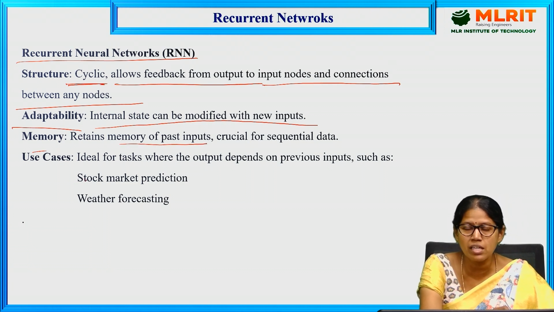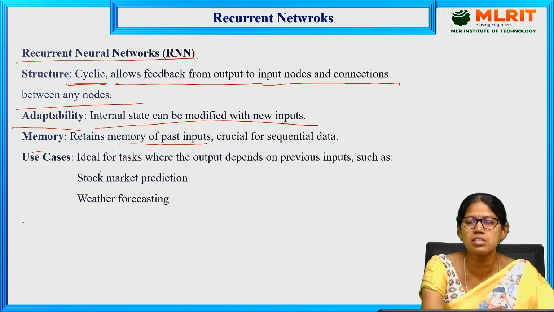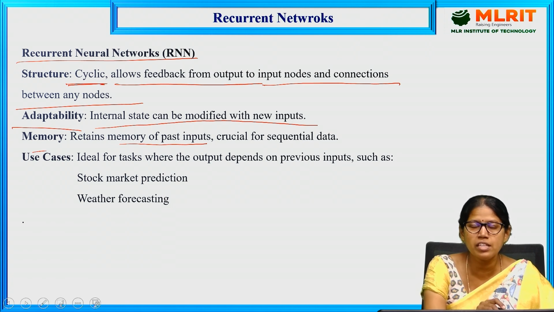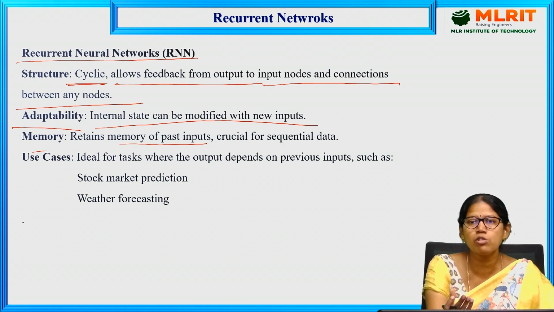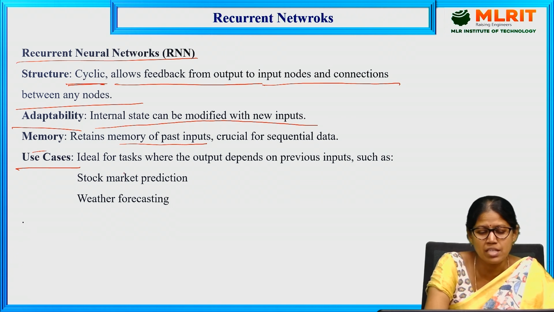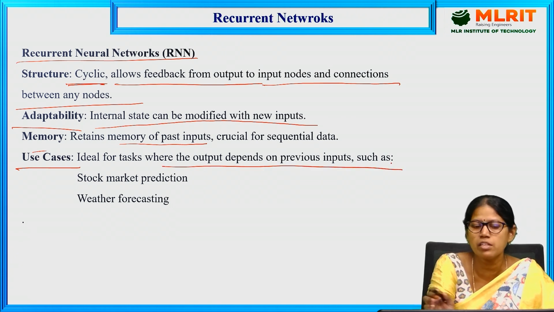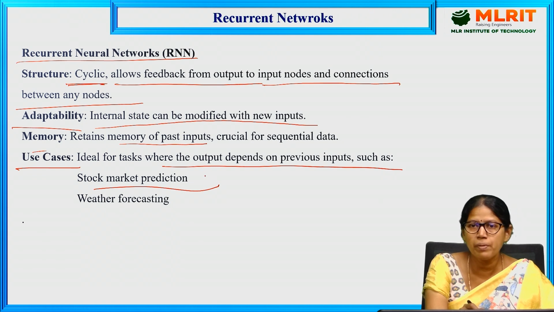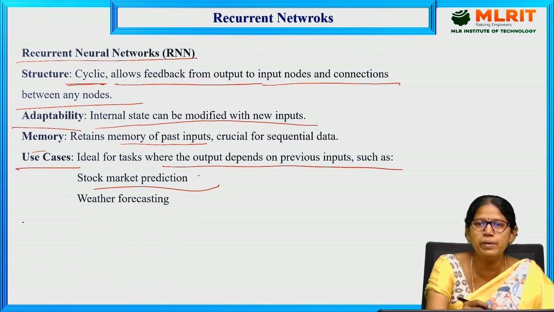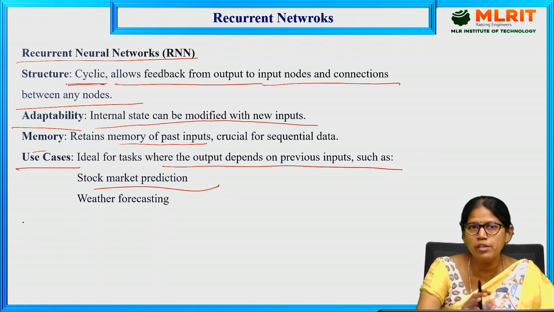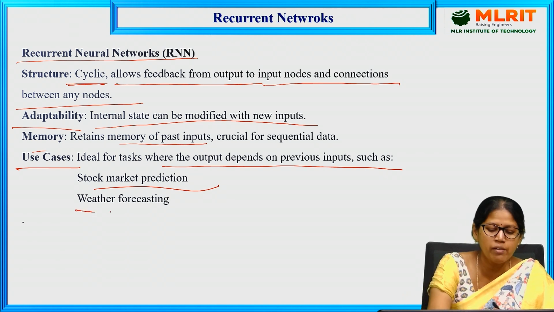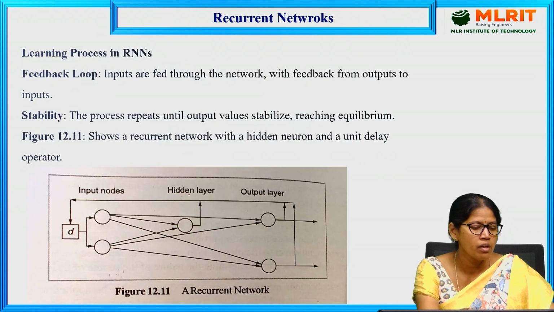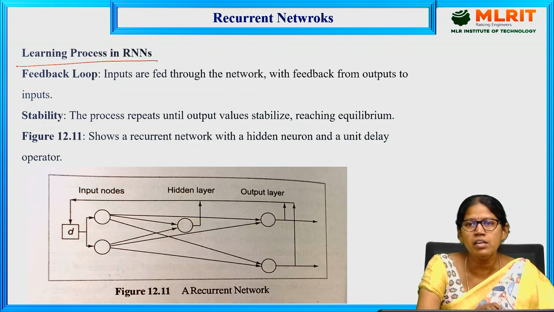What was yesterday's temperature? What was the day before yesterday's temperature? And today's temperature. It remembers the past data. There is a memory in the hidden state, and those patterns are stored. Depending on the current and previous data, it will estimate tomorrow's temperature. The use cases are tasks where the output depends on the previous input, such as stock market prediction. The previous prices are used to predict tomorrow's value, and weather forecasting works in a similar way.